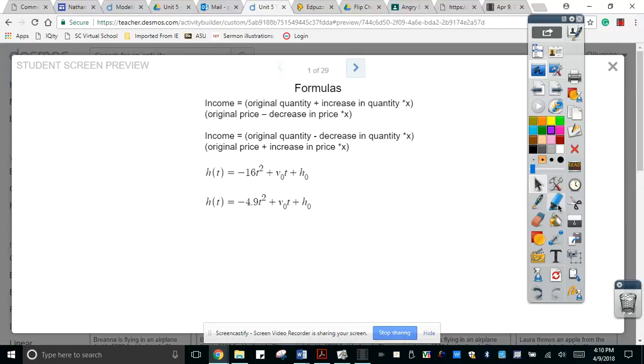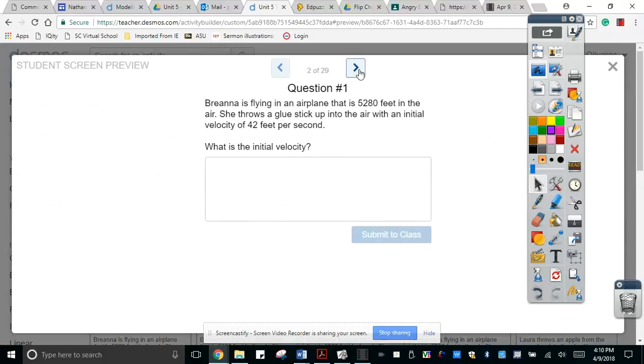Okay. Now for the formulas, remember this: negative 16t squared will be used when we're talking about feet. Negative 4.9 will be used if we're talking about meters. When we're working with prices, sometimes the quantity increases and the price decreases, and there are times that we have to decrease the quantity and the price increases. Likewise with area, length times width. So let's keep going.